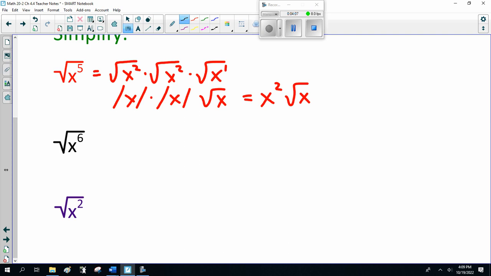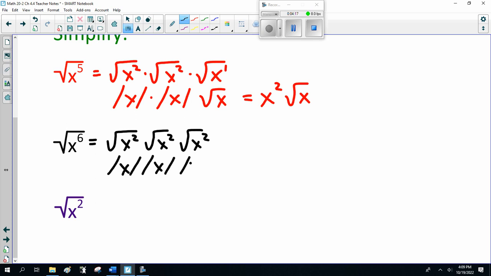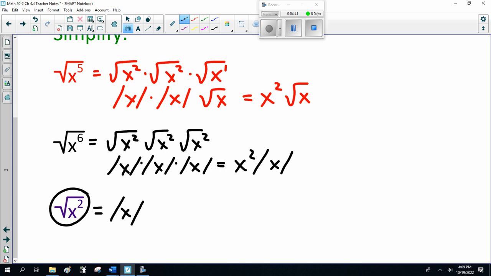Now, the square root of x to the sixth: square root of x squared, square root of x squared, square root of x squared, so the absolute value of x times the absolute value of x times the absolute value of x. So that is x squared times the absolute value of x. You should see the pattern forming here. The square root of x squared is always the absolute value of x. So we're chunking these.